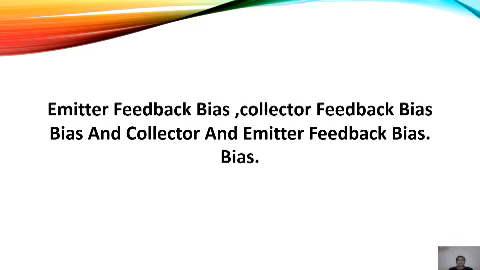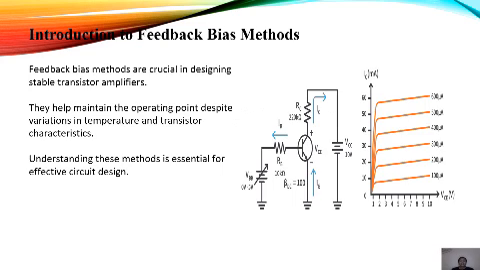Now I am going to give a small presentation about emitter feedback bias, collector feedback bias, and collector and emitter feedback bias. Introduction to feedback bias methods. Feedback bias methods are crucial in designing stable transistor amplifiers. They help to maintain the operating point despite variations in temperature and transistor characteristics. Understanding these methods is essential for effective circuit designs.